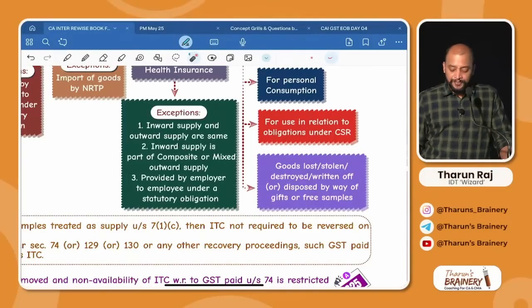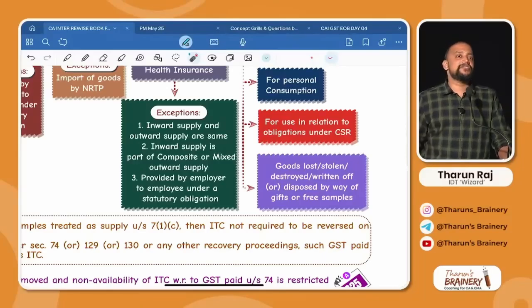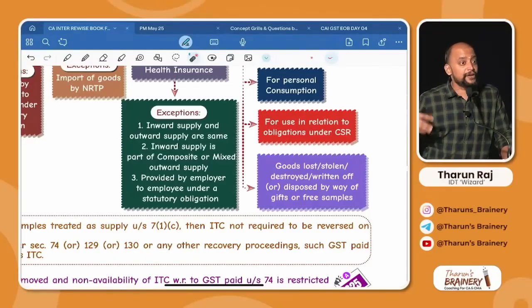ITC is not available. Then goods lost, stolen, destroyed, written off or disposed of by way of gifts or free samples, then also ITC is not available. What is this? I am purchasing some goods and keeping them in the warehouse. Floods came. Because of the heavy floods, the stock is completely gone. Now can I take ITC on the stock purchase? No, because it is lost, stolen, destroyed or written off.